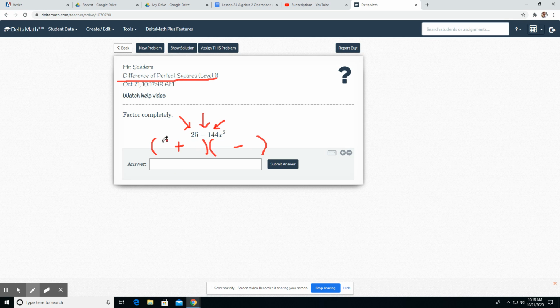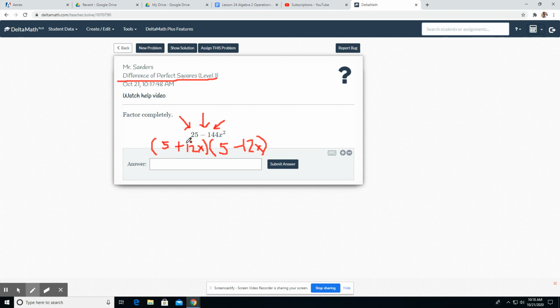Square root of 25 is 5. What number times itself is 25? 5 times 5. What number times itself is 144? That's 12. And then we also have an x right here, 12x. And then that's going to be our solution.